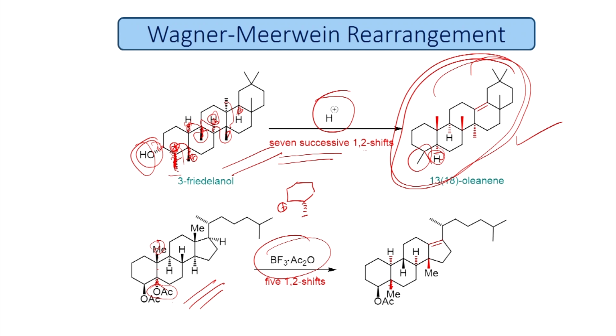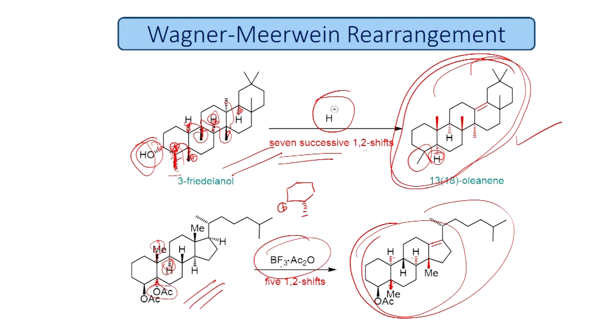Now, the bottom side, the hydrogen with its bond pair can come here, and in this way the migration takes place. In this 1,2 shift takes place. You can see here 1, 2, 3, 4 and 5. So, you can see here, in this way you can try to convert.